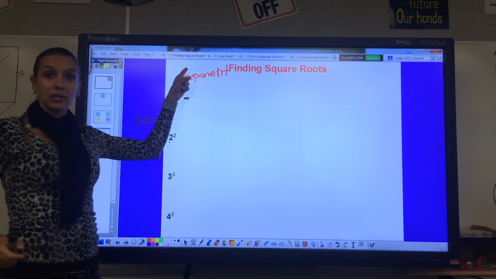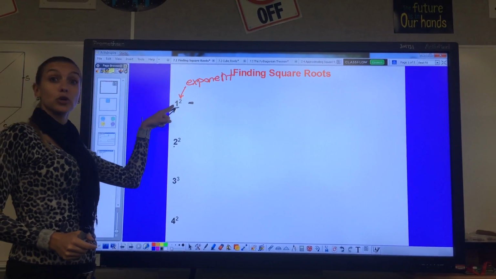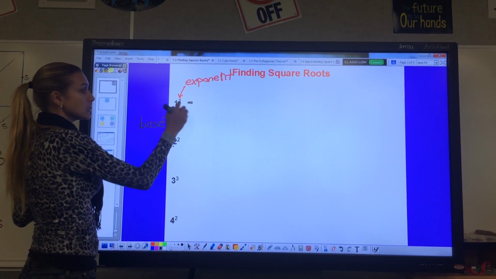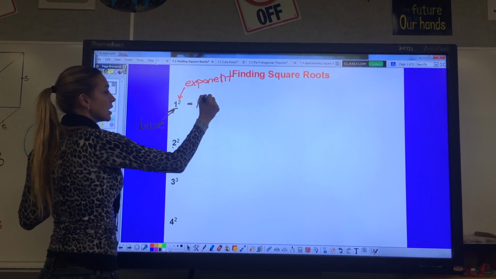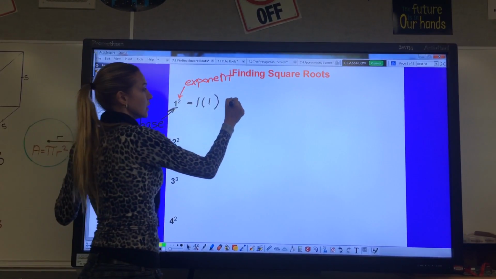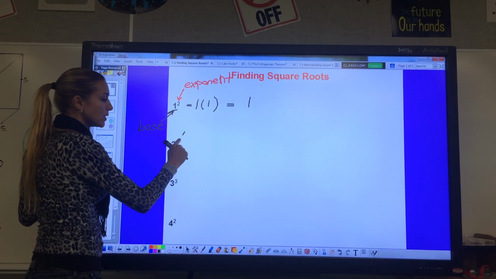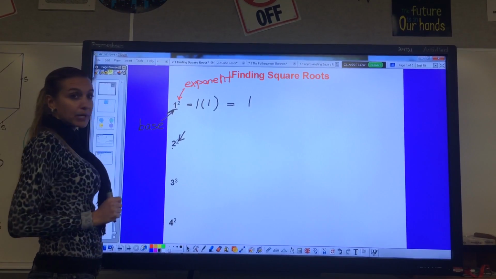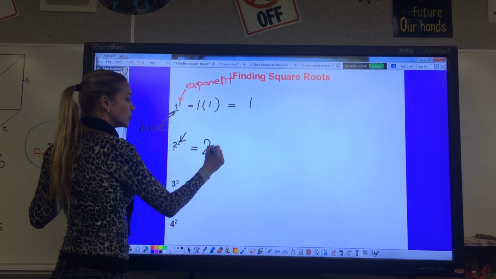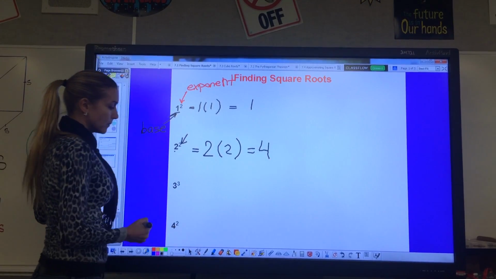What does the exponent tell me? The exponent tells me how many times that base, that number, multiplies itself by itself. So for instance in here, I have 1 times 1. The 1 multiplies itself 2 times, so the answer would be 1. 2: the exponent is telling me take the number 2 and multiply it by itself 2 times. 2 squared, so we do 2 times 2, which will be 4.